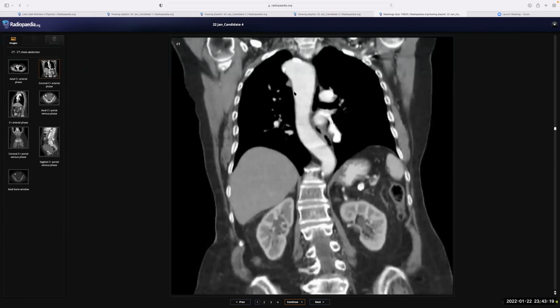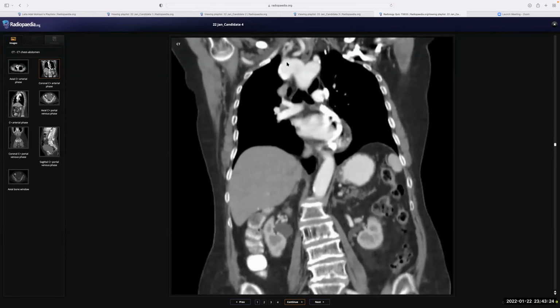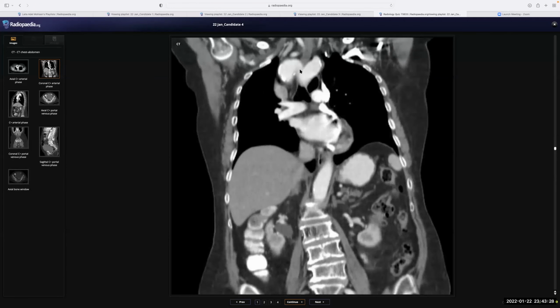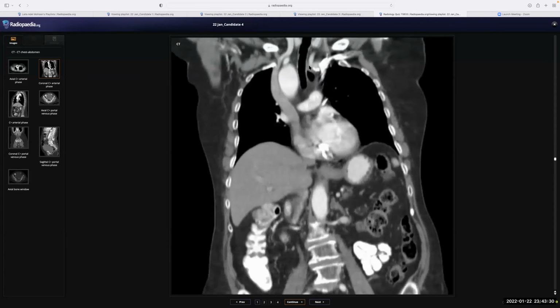But the scan is mentioning the chest consistently because of this right-sided aortic arch. Yeah. So it's just an incidental finding that you need to measure, need to tell.